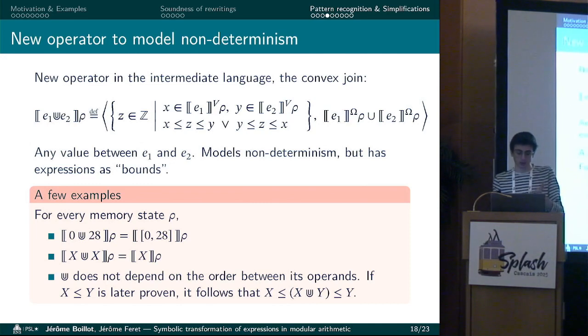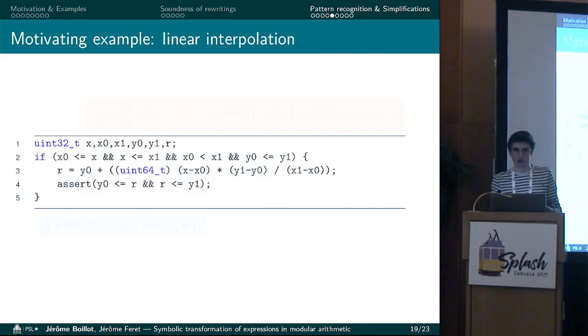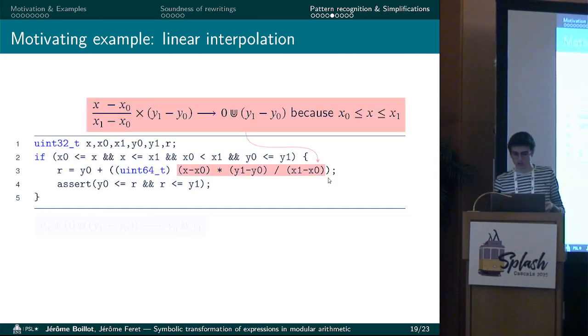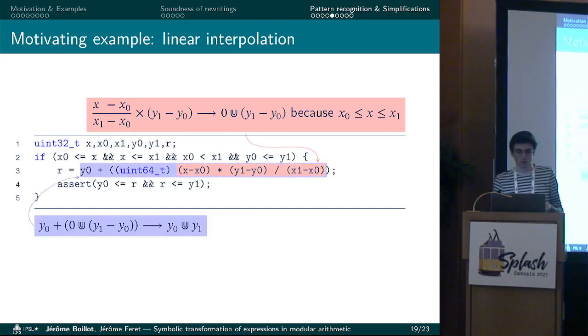So now we can use this new operator in our intermediate language to express properties about the example we had just before. This part in red can be rewritten as something between 0 and y1 minus y0. Then by adding it with y0, we can rewrite it as y0 convex join y1, that is any value between y0 and y1, and then we are done with this proof, because here y0 is less or equal than y1, so the order is fixed.